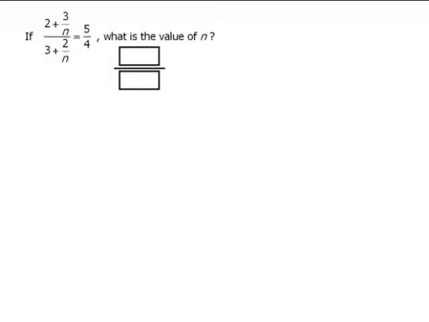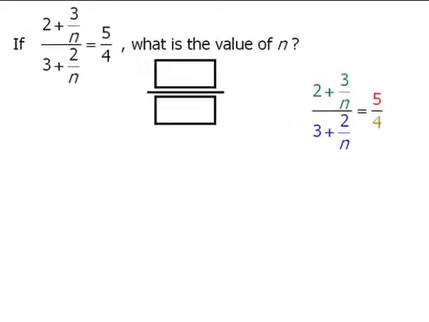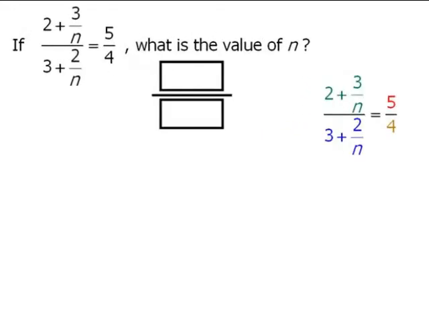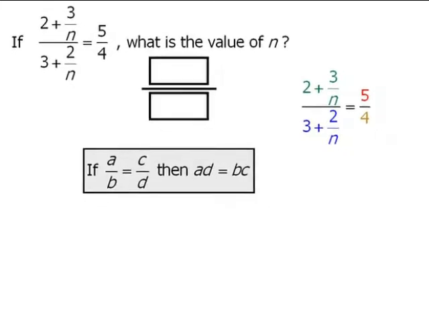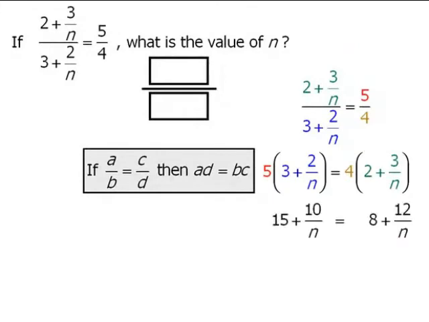Okay, let's just move our equation over here. Now notice that we have one fraction set equal to another fraction. As such, we can apply the following rule and cross-multiply to get the following. From here, when we expand, we get this.